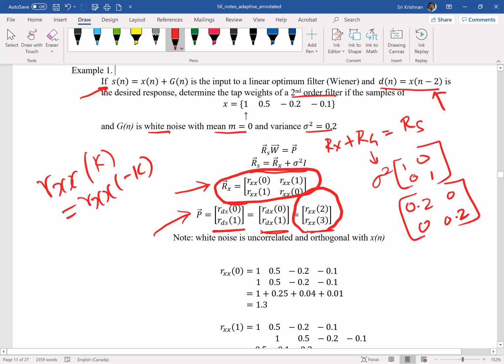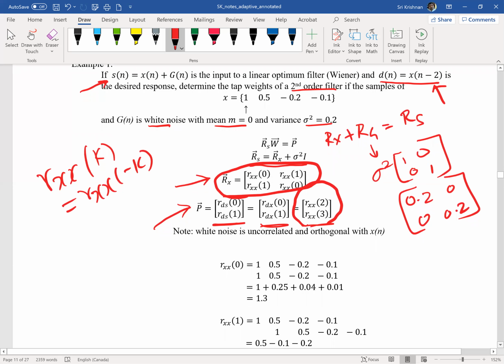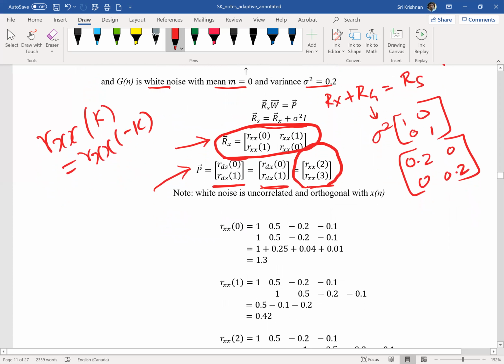So essentially all we need is these two matrices, then you can get the W, and it happens to be here a second order filter, so it's also easy to invert your R matrix. Now the next step is to just populate those matrices with the values. So essentially we need to find RXX0, RXX1, RXX2, and RXX3. Once we have those 4 values, we will have the 2 matrices determined for us.